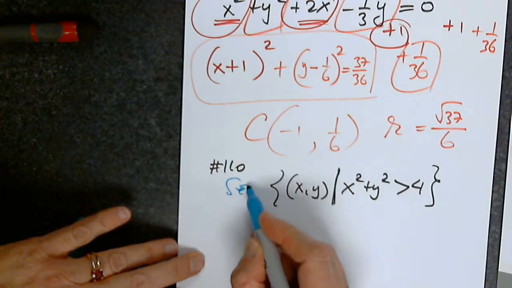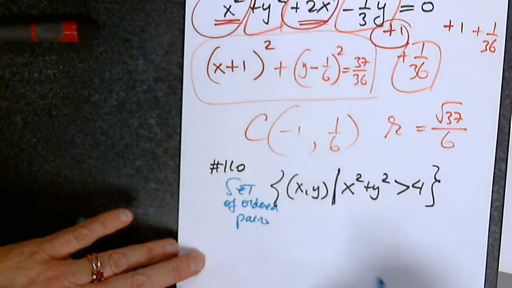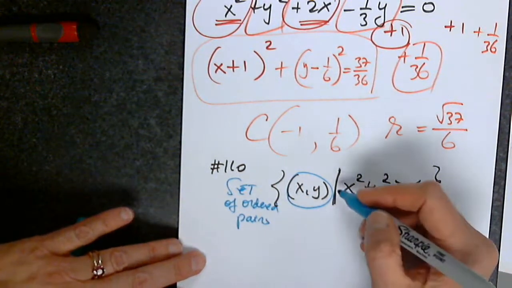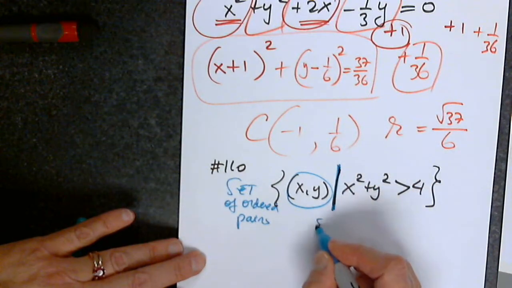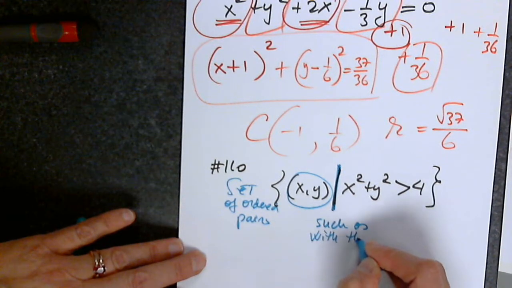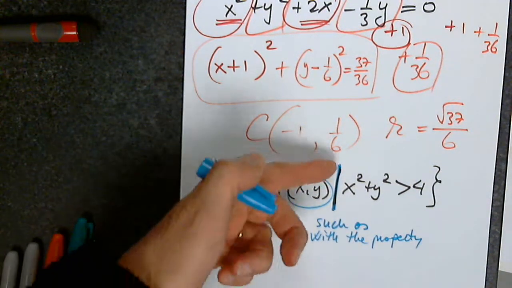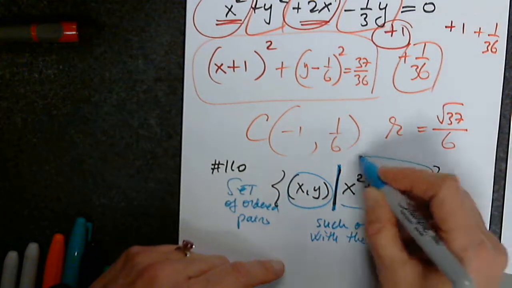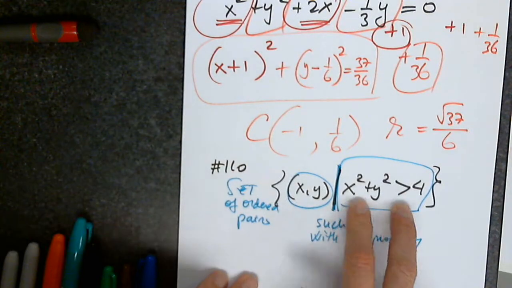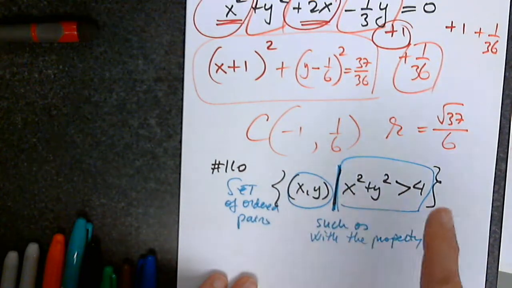This is a set of ordered pairs. How do I know? Right here. A set of ordered pairs x comma y. This bar, we read that as such that, or with the property. So the set is made of ordered pairs having the property that this is fulfilled. Every ordered pair has to fulfill this condition. So it's a set of ordered pairs satisfying, or such that, or having the property this.